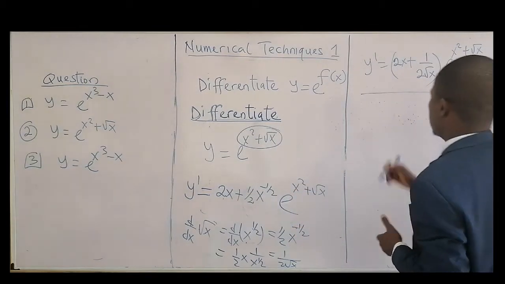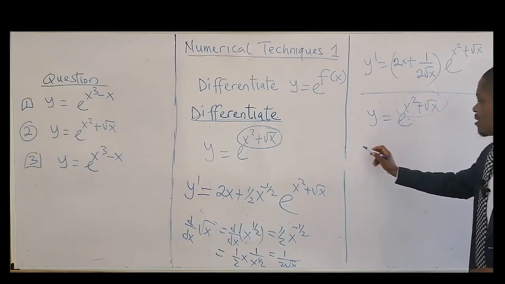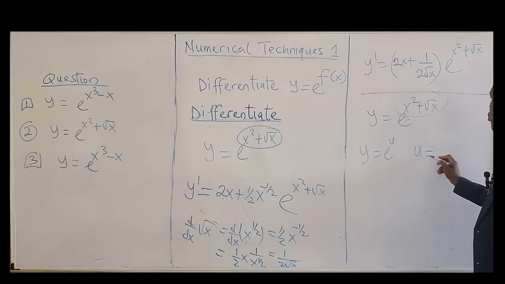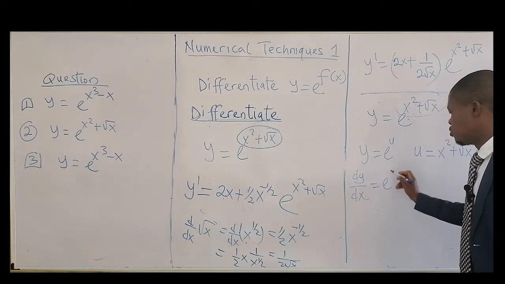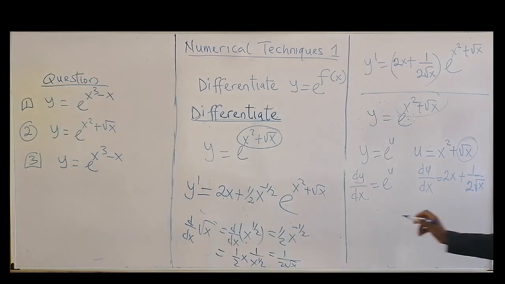So let's see the other method. y equals e to the power of x squared plus root x. Let's give this power a letter. So y equals e to the power u, and u is equal to x squared plus root x. Then dy/du in this case will be equal to e^u. Then du/dx is 2x plus, if you differentiate this, I've already explained that, I don't have to waste time there, 1 over 2 root x.